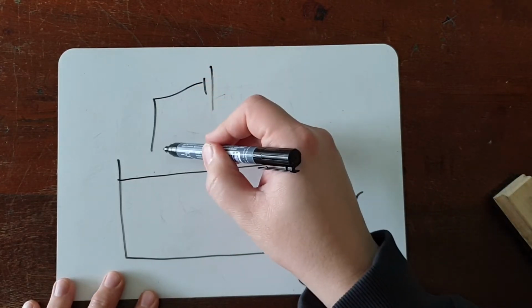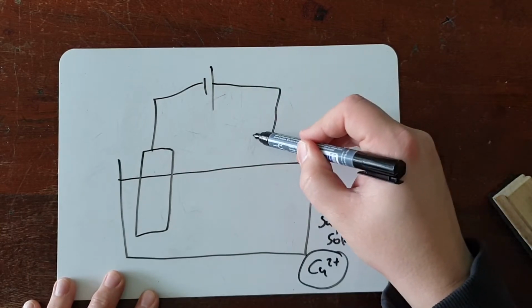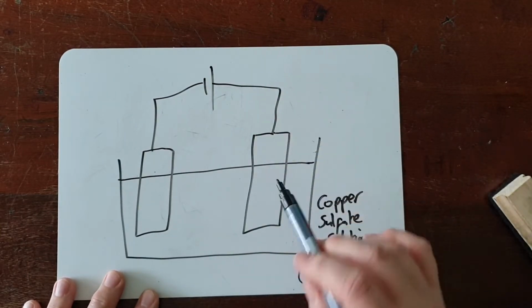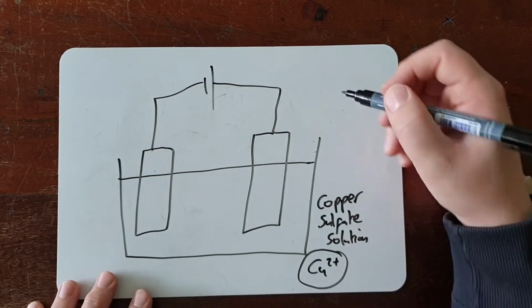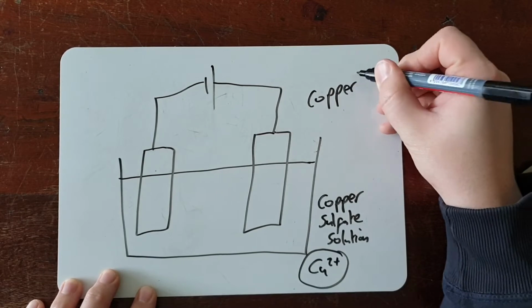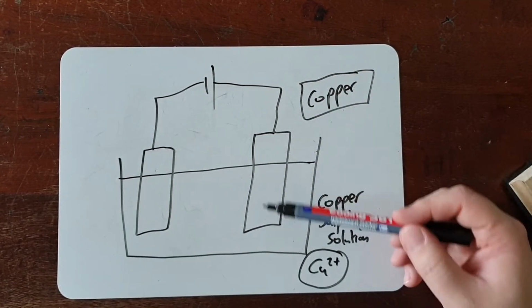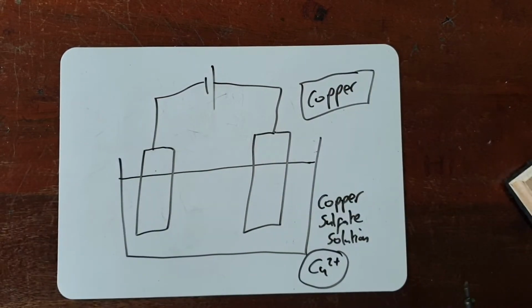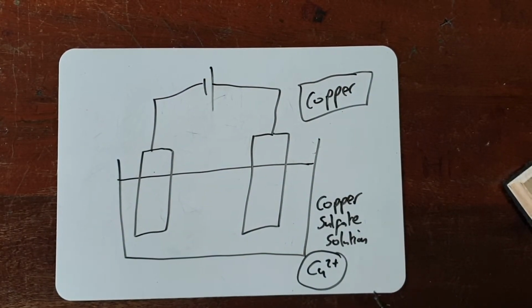And we've got our electrodes, but instead of these electrodes being made of graphite, we actually want these electrodes to do something. We want them to react. We are making these electrodes out of copper, like two actual copper bars sticking in, because we want to know how to purify the copper.